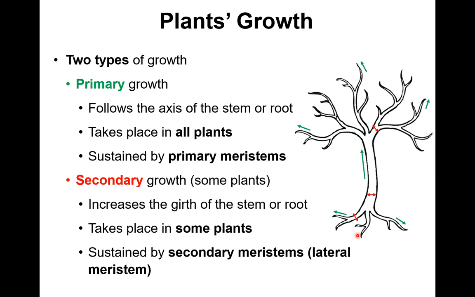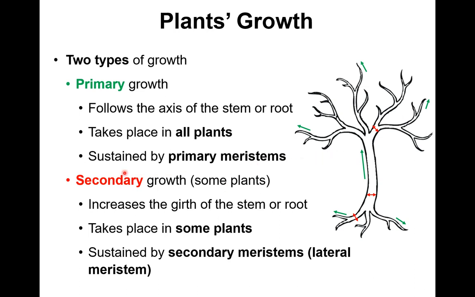So there is primary growth. All plants undergo primary growth. That's what ultimately establishes the structure of the basic plant, and it keeps going throughout life. The primary growth is that growth that follows the axis of either the stem or the roots. It happens in both structures. All plants have it, and it's usually driven by the apical meristem, in monocots also by the intercalary meristem.